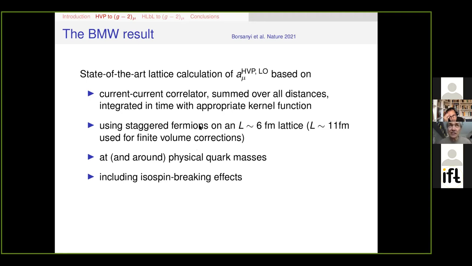The calculation was done using staggered fermions, essentially on a 6 Fermi lattice, although an 11 Fermi lattice was used for studying finite volume corrections. And the calculation was done at physical or close to physical quark masses, so that interpolation to reach the exact physical point was made, and included isospin breaking effects.